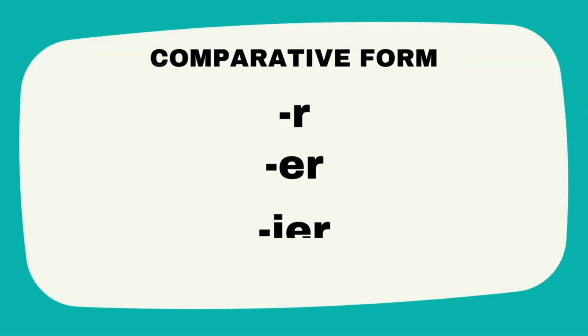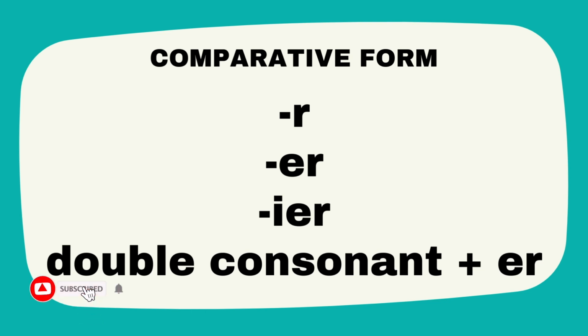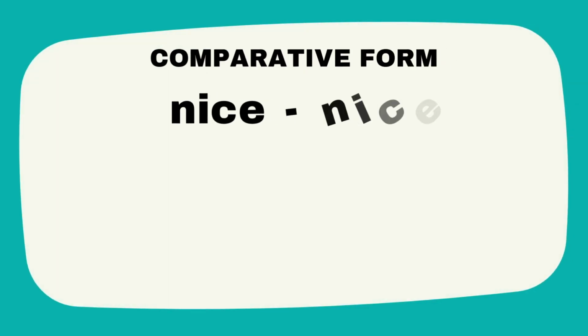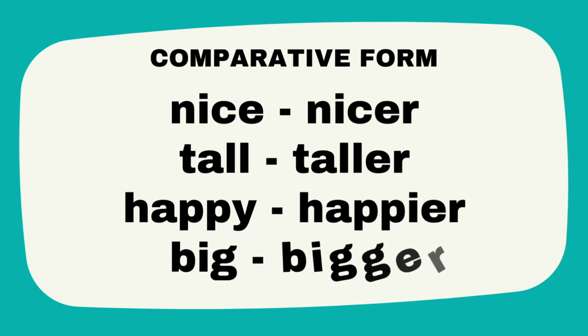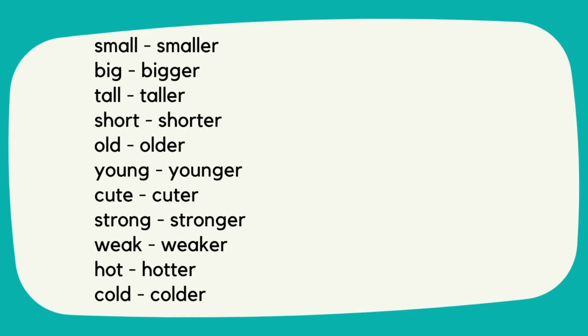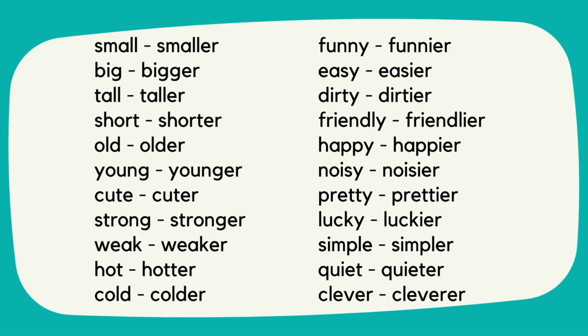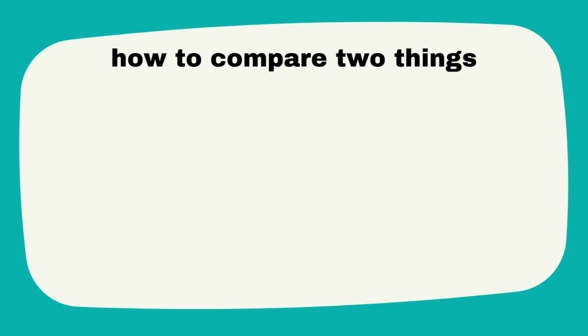To create a comparative form, we add R, ER, IER, or we double the last letter and add ER. For example, nice, nicer, tall, taller, happy, happier, big, bigger. Here's a list of some common base adjectives and their comparative forms. Now, let's take a look at how we can compare two things.